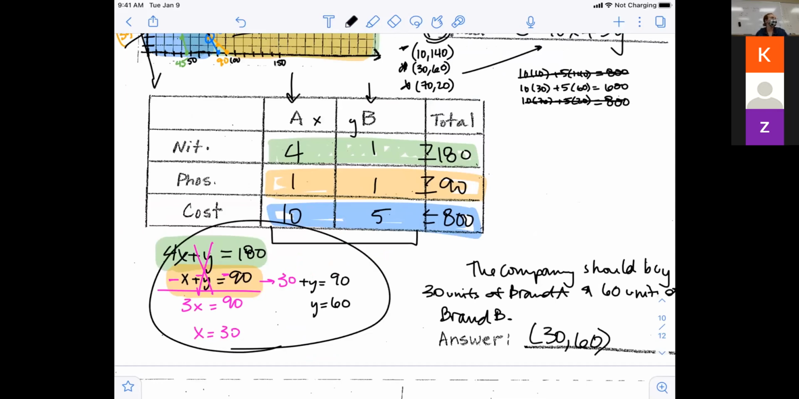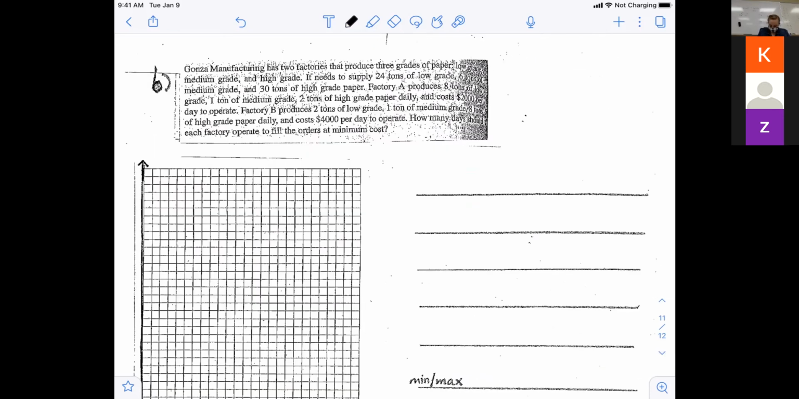You guys ready for the next one? All right, let's keep rolling. All right, let's look at the next one. This one's talking about a manufacturing factory that has different types of paper grade. Let's just go directly into the chart. So as I read it, I'm going to put it directly into the chart.